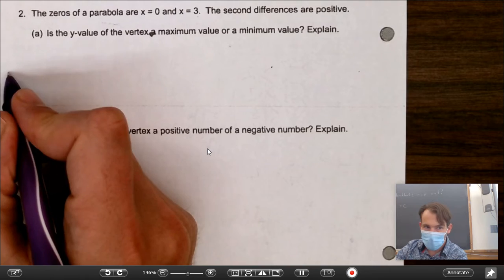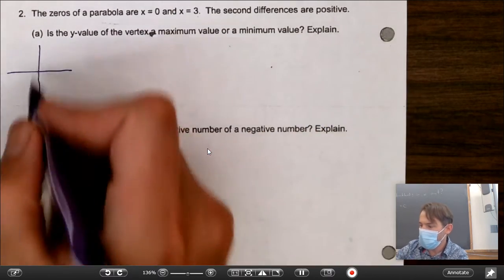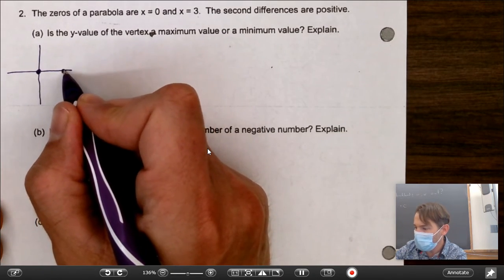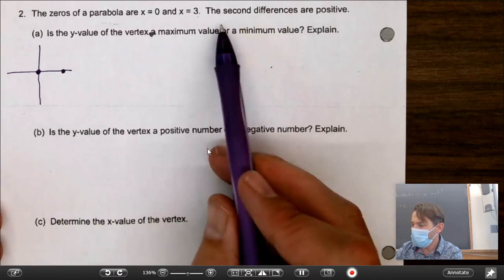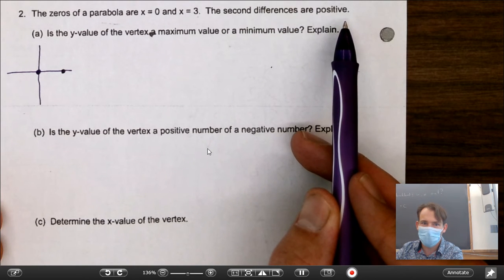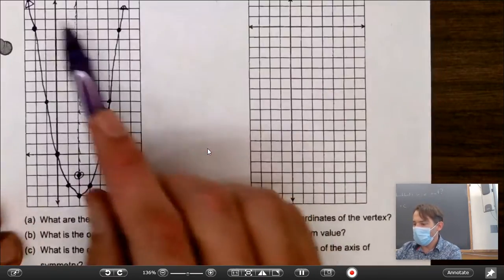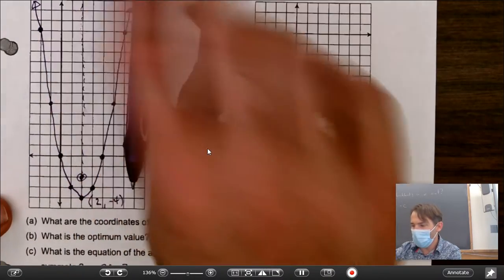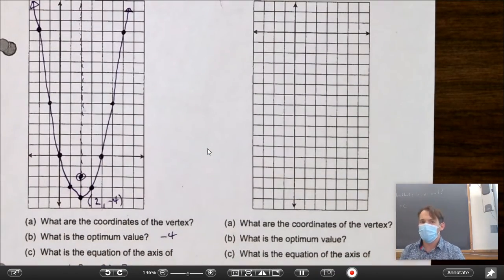Well, I would draw an x-axis and a y-axis. And I know that the zeros are x is 0 and x is 3. So there are going to be zeros there and there. What I don't know yet is whether it opens this way or this way. But I told you that the second differences are positive. Over here, we had an example with second differences that are positive. Notice that the slope is always getting more and more slopey in a positive way. That creates a parabola that opens in what direction?